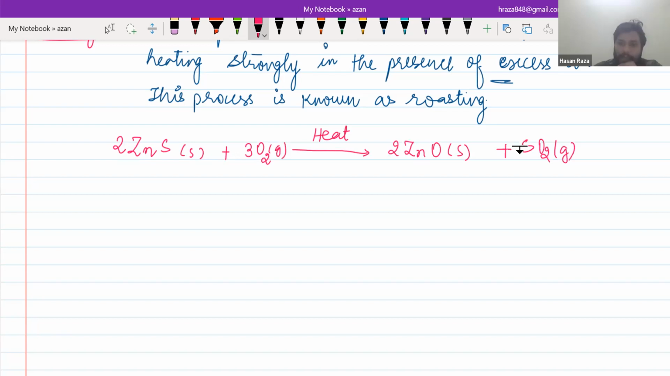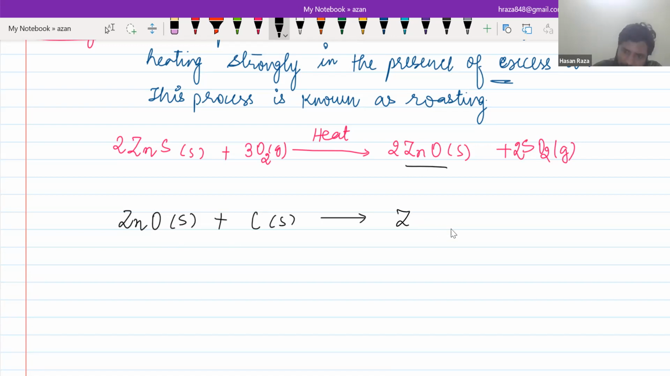And after this, once it is converted into oxide, for middle activity series elements, this ZnO will react with a suitable reducing agent, and in this class we only use carbon. Carbon will take oxygen from zinc oxide, and now it will be zinc, and this will be carbon monoxide. This is very easy. Yes or no?